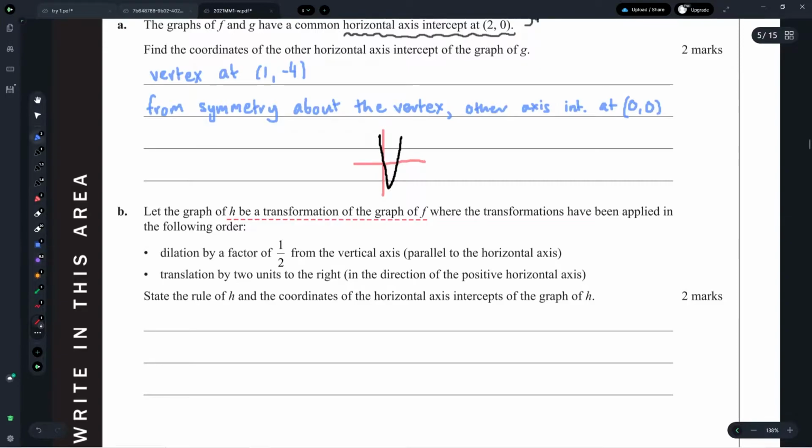Here we have the graph of h, which is a transformation of f. And with these questions, I like to do the x dash equals and y dash equals method, which I suggest using. It's the easiest method.